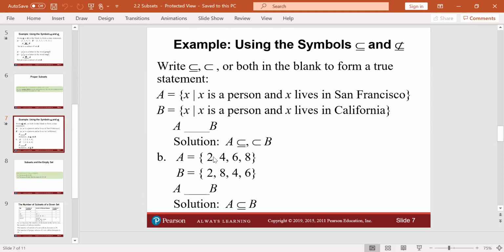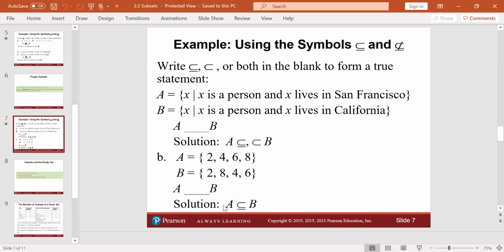Now down here, you have the set {2, 4, 6, 8}. It's missing the "who do we appreciate" part. That's okay. Then you have this set {2, 8, 4, 6}. But they're the same set. They just have reordered elements. So A and B are exactly the same. A is equal to B.